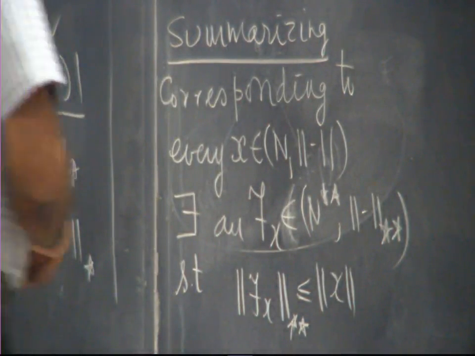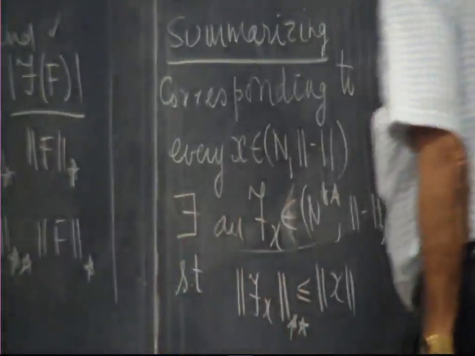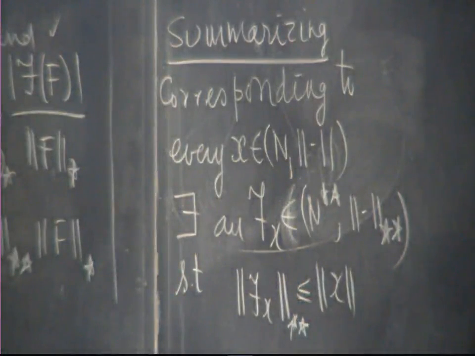Okay. So this is the shadow of x created in n double star. Start from x, through these functionals you go, and that creates a shadow which is the point F_x. Every point in n has a shadow point called F_x in n double star.